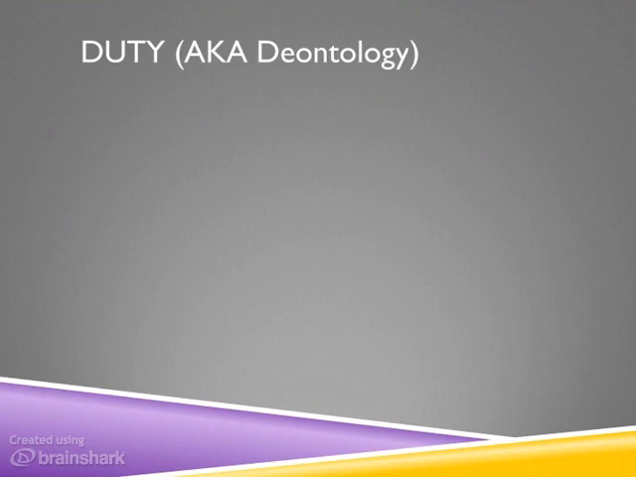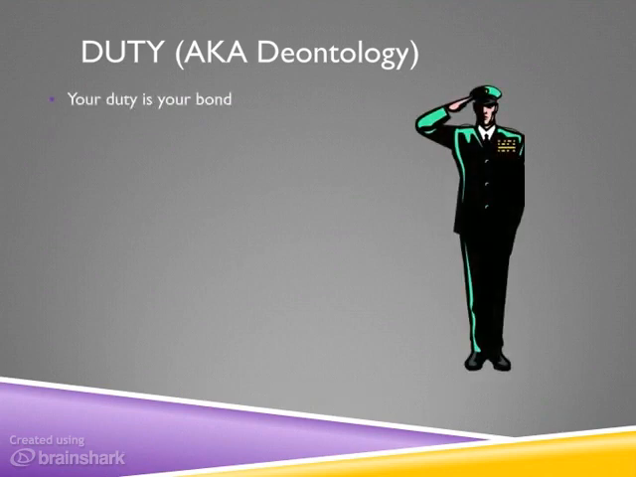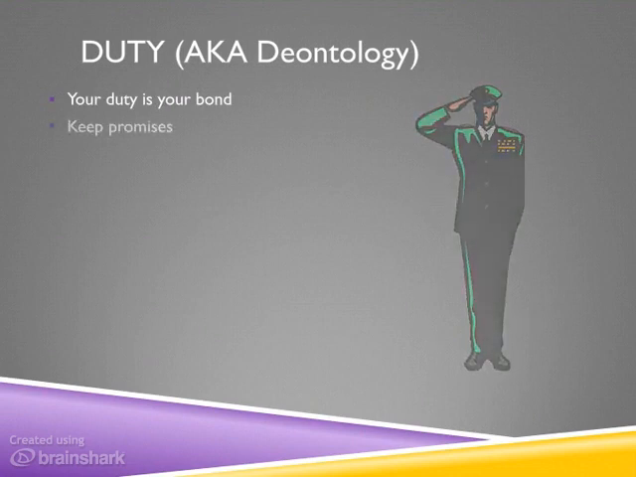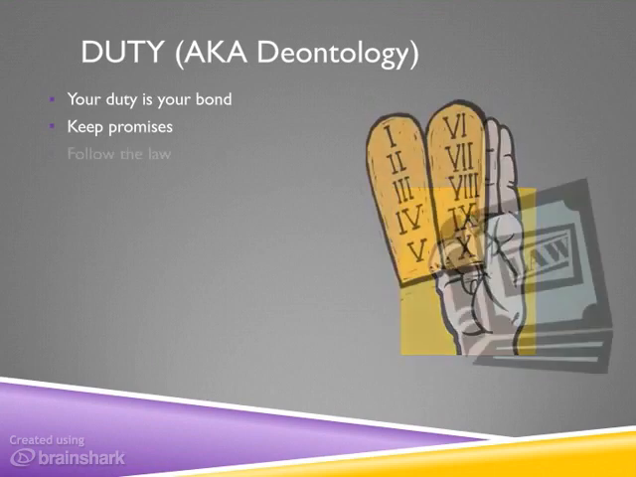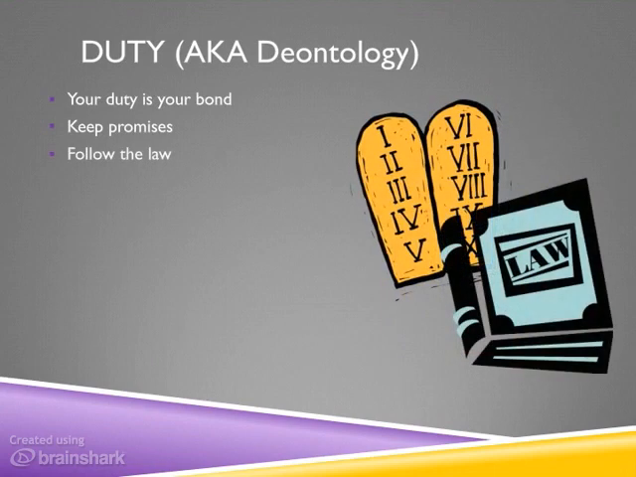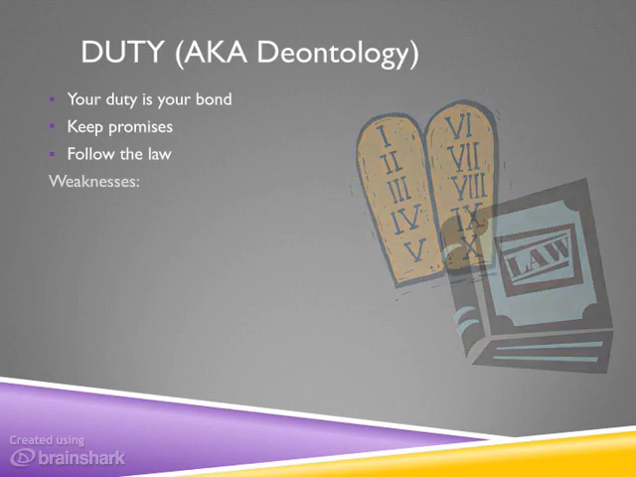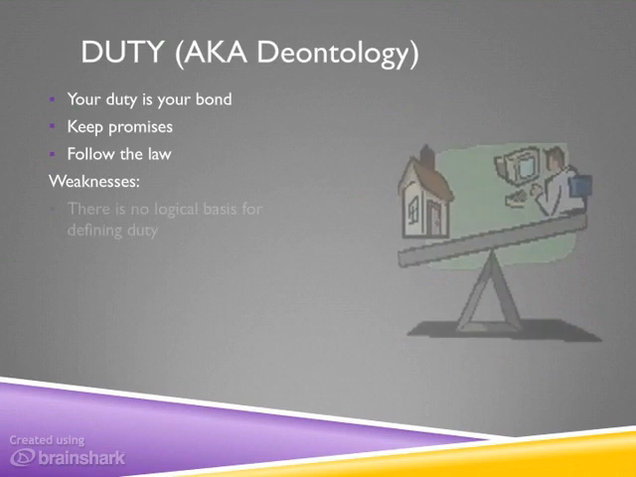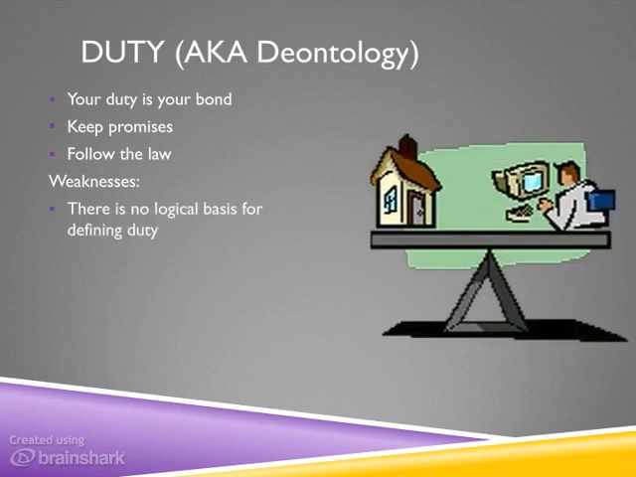Based on deontology, duty assumes that people should honor their obligation. They have a duty to serve. We must keep our promises and honor the law. Because decisions are based on the duties a person must honor, decisions will be consistent, thereby following the principle of justice. One weakness in this theory is that there is no logical basis for defining duty.